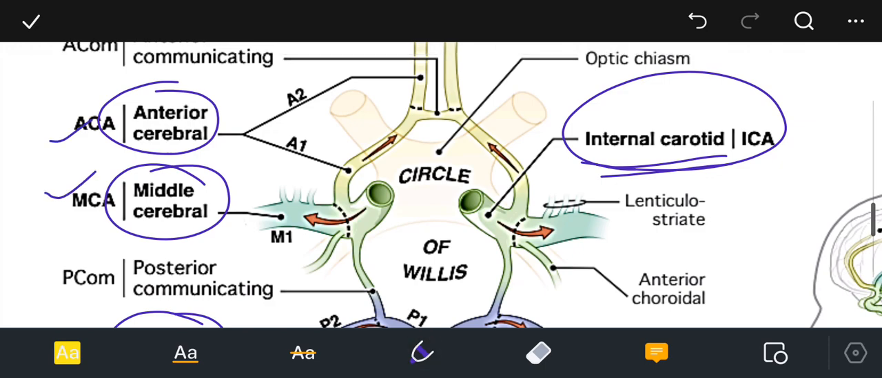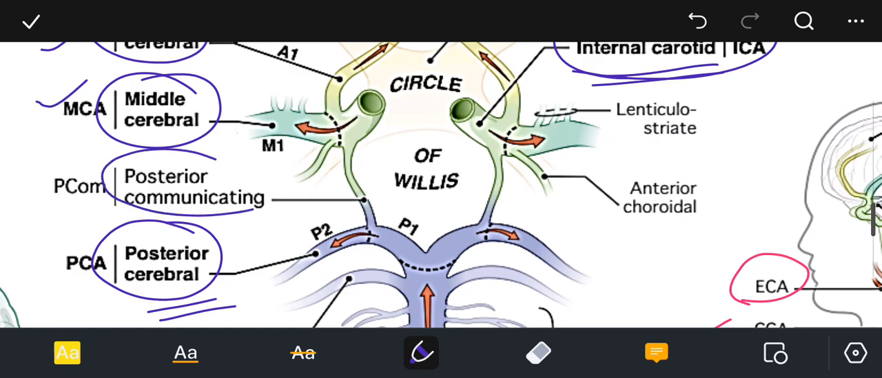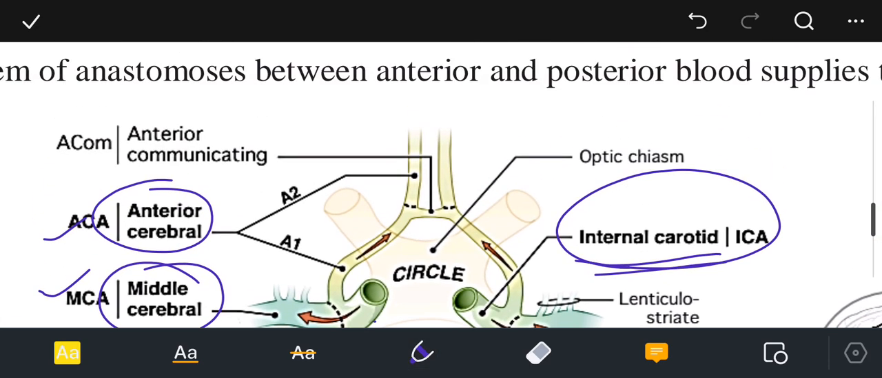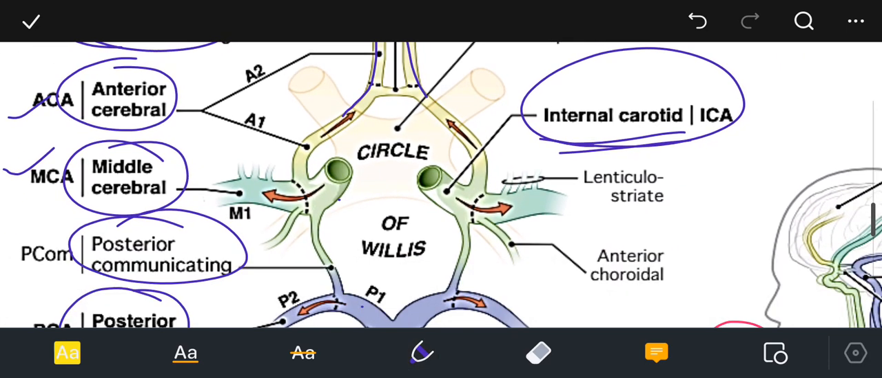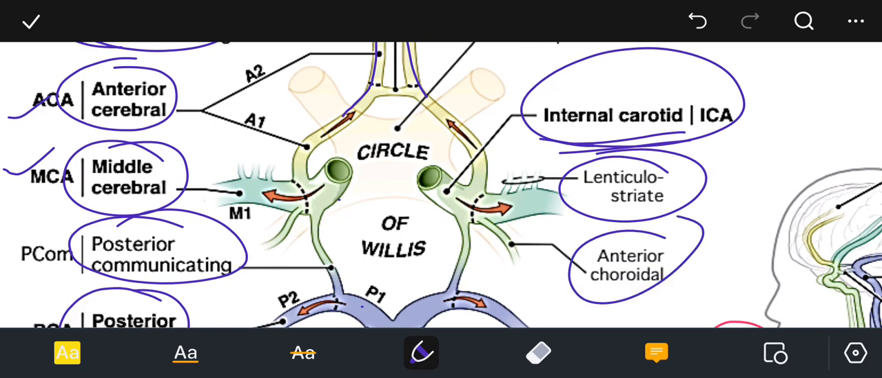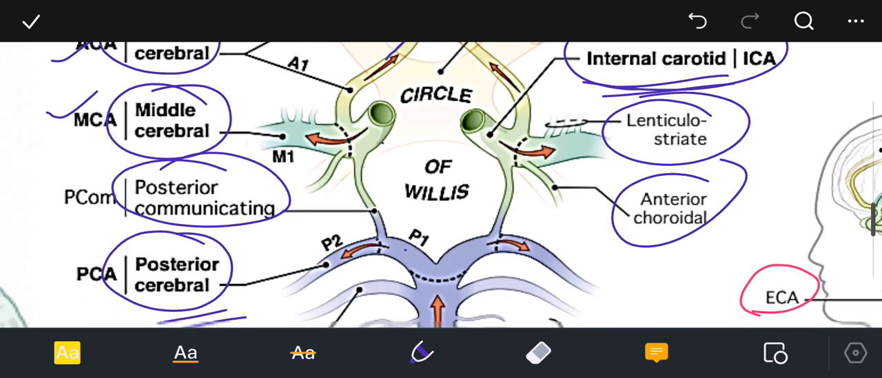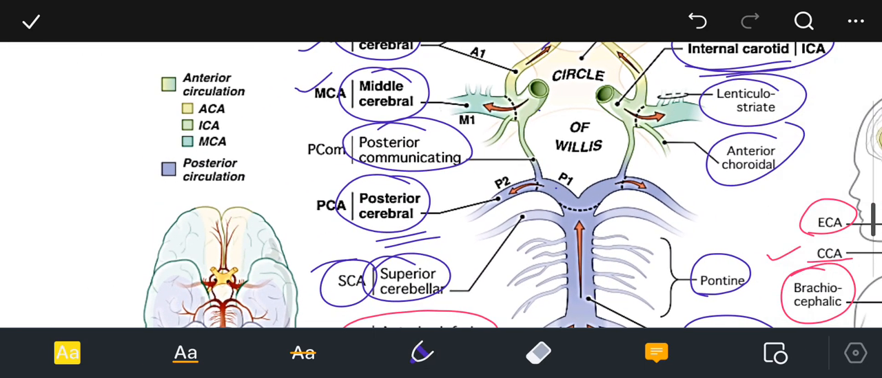Then it gives the posterior communicating artery, which connects the internal carotid artery directly to the posterior cerebral artery. We also have the anterior communicating artery, which causes the communication between the two anterior cerebral arteries, right? And there is a direct branch of the internal carotid artery that is called the ophthalmic artery. Other than that, we have the lenticulostriate artery, which is very important because any damage to the lenticulostriate artery can lead to basal ganglia infarction, and the anterior choroidal artery, which is also going to give the blood supply to the basal ganglia.